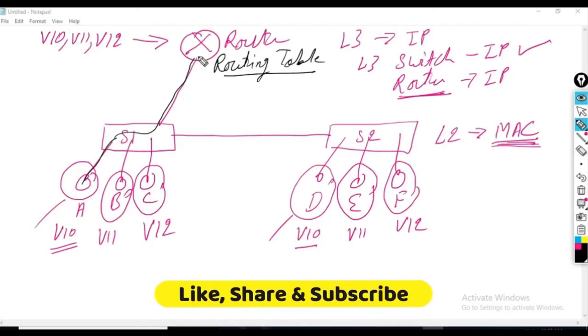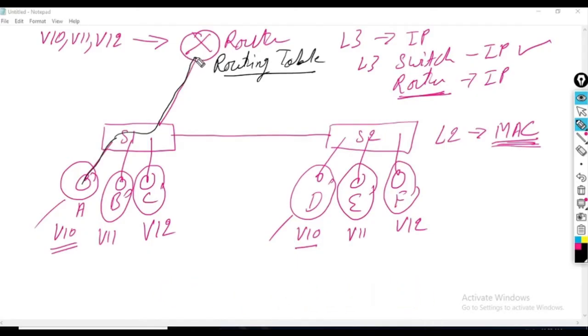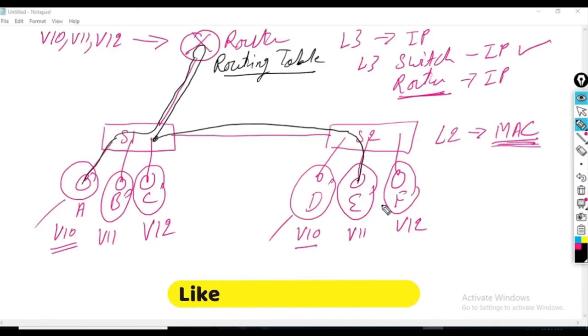So based on that routing information, it will resend that data to switch number 1, because we are only connected with this switch number 1. Now switch number 1 will understand where to transfer that data. It will send the data to switch number 2. Now switch number 2 will read that particular header information, and it will redirect that data to computer E. So that's how the inter-VLAN configuration and concept work in a layer 2 and layer 3 environment.